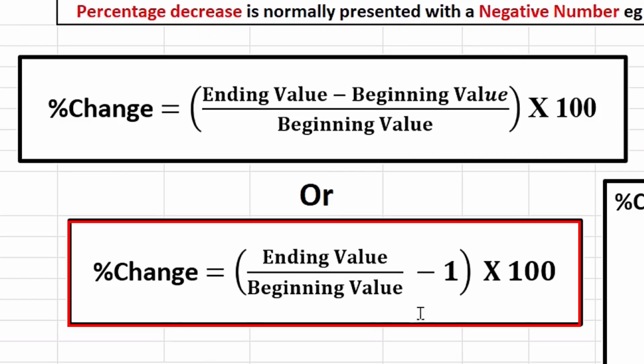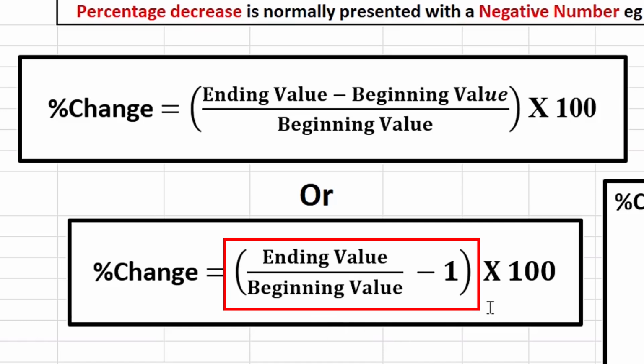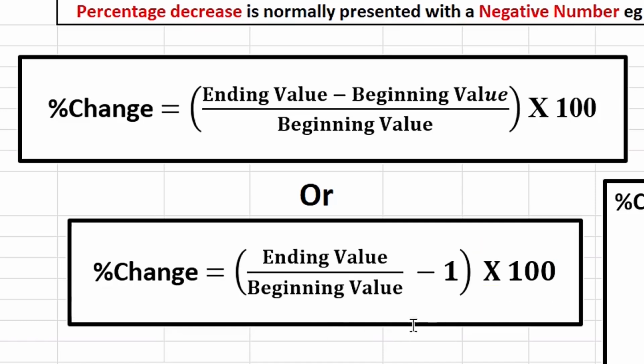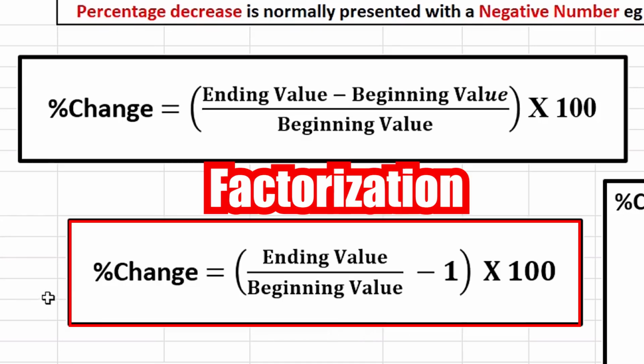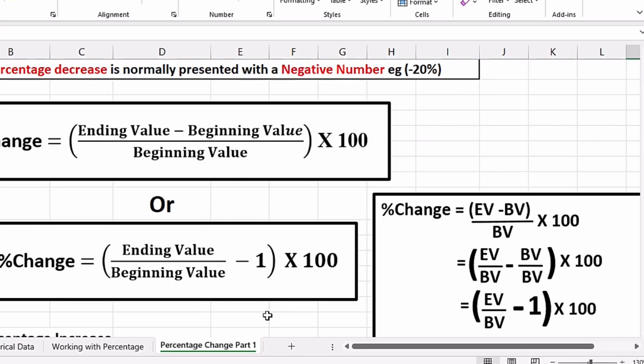Now the second method here is a little bit shorter than the first method, and it's the method we are going to be using most of the time. It says percentage change is equal to the ending value divided by the beginning value minus 1. Then you express it as a percentage by multiplying it by 100. Now we said up here that we compare the change to the beginning value. Here we are getting the ending value divided by the beginning value. Someone might ask, why are we actually doing that? I've just reduced the first formula to its simplest form using factorization. Let me show you exactly how I've done it.